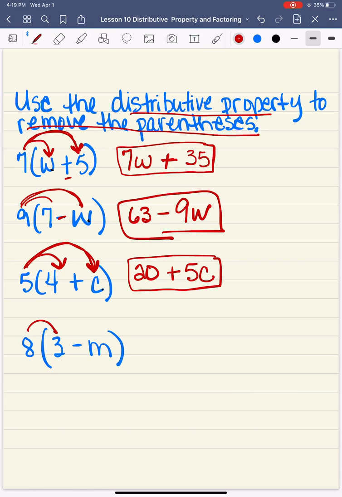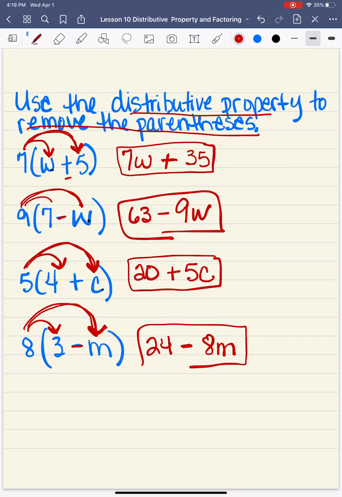Okay, and our last example here, again, use distributive property. 8 times 3 is 24, and then 8 times M is 8M. It was subtraction shown over here, so again, I'm using subtraction in this section.